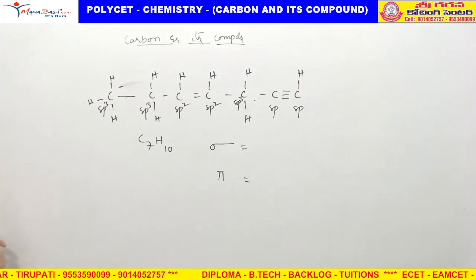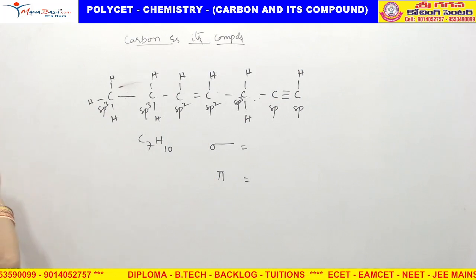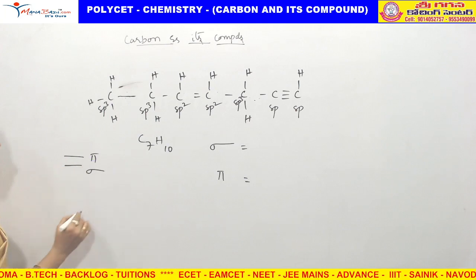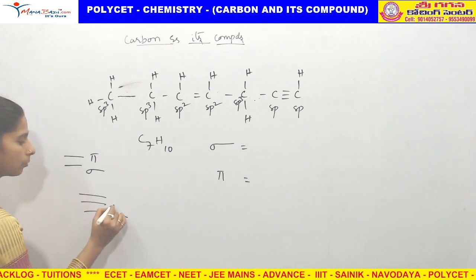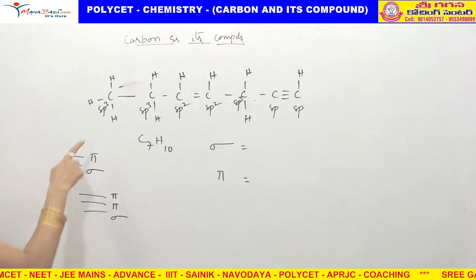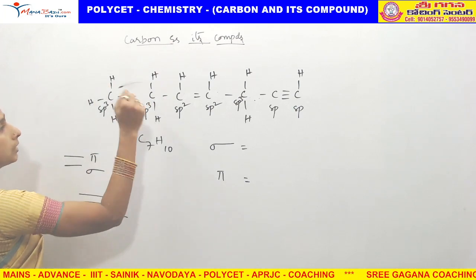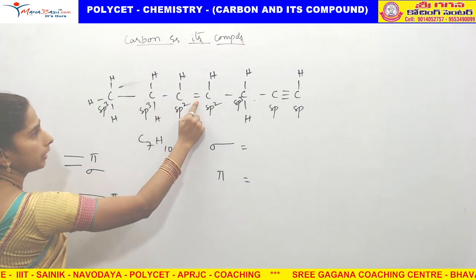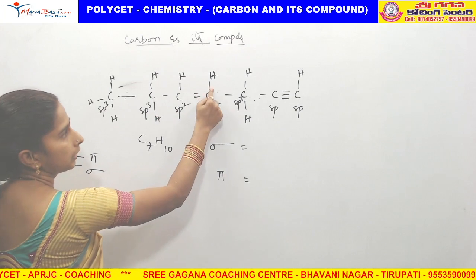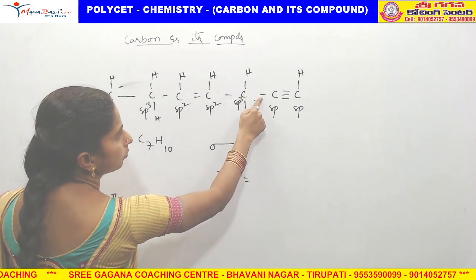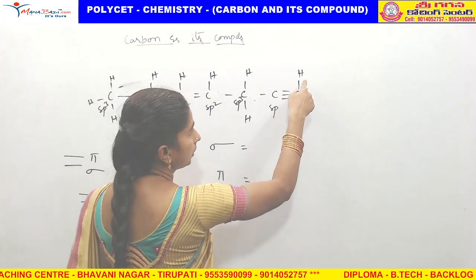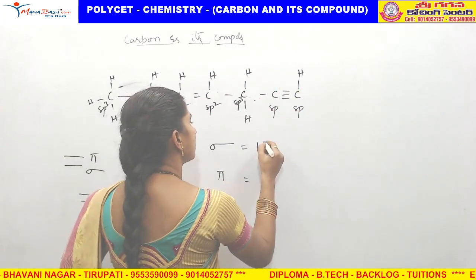Sigma bonds, count it. All single bonds are sigma bonds. Double bond means one sigma bond and one pi bond. Triple bond means one sigma bond, two pi bonds. Now count it: 1, 2, 3, 4, 5, 6, 7, 8, 9. 9, in the double bond one sigma bond. 9, 10, 11, 12, 13, 14, 15, in the triple bond one sigma bond. 15, 16. So 16 sigma bonds.